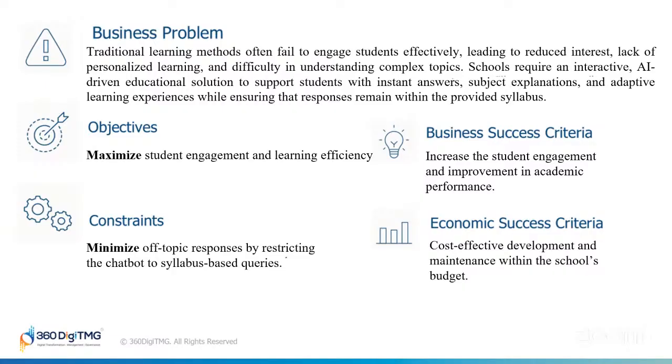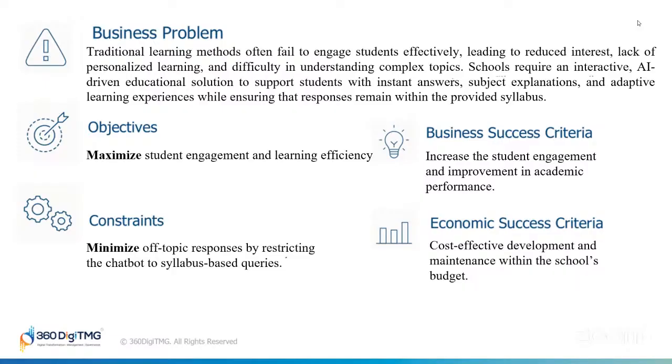So first, we are going with the business problem. Our business problem is that traditional learning methods often fail to engage students effectively, leading to reduced interest, lack of personalized learning, and difficulty in understanding complex topics. Schools require an interactive AI-driven educational solution to support students with instant answers, subject explanations, and an adaptive learning experience, while ensuring that responses remain within the provided syllabus. So these are the business problems.